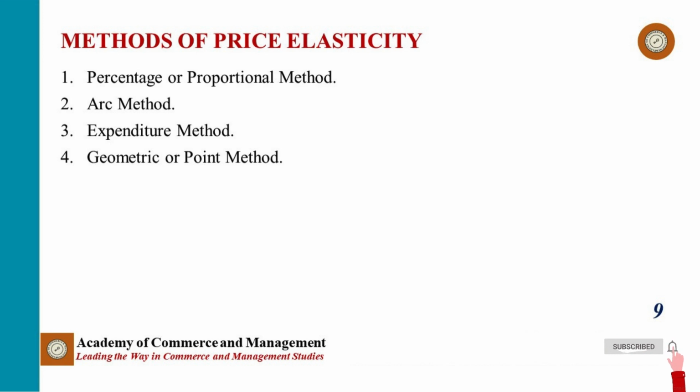The next method of measuring the price elasticity of demand is the expenditure method. This method was developed by Marshall. Under this method, the elasticity is measured by estimating the changes in total expenditure as a result of change in price and quantity demanded. And, the last method is geometric or point method. This method measures the elasticity of demand at any point on a straight line demand curve. According to this method, price elasticity of demand equals the lower section of the demand curve divided by the upper section of the demand curve.